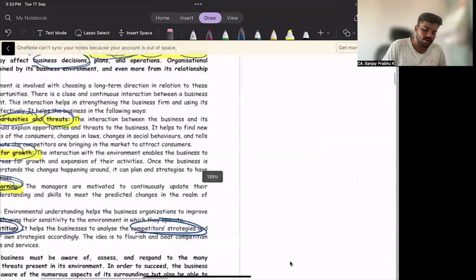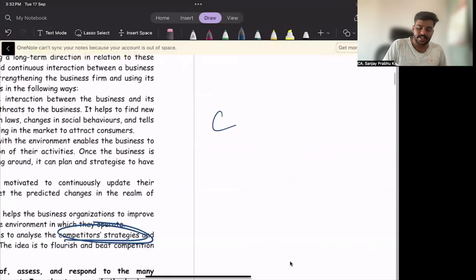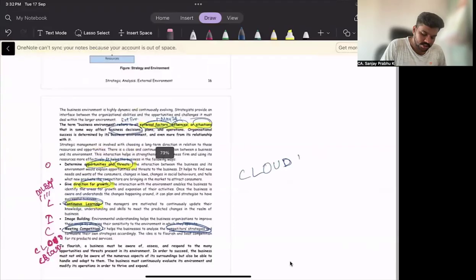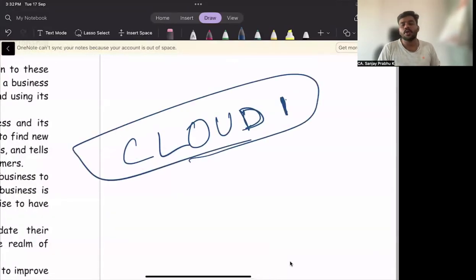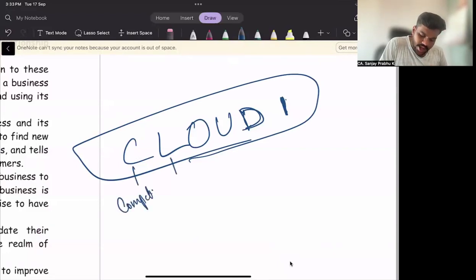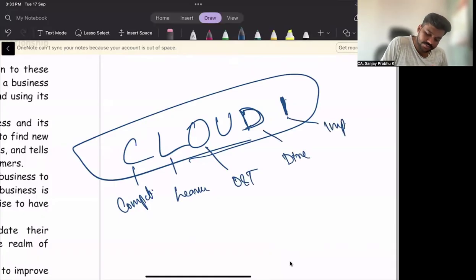So what are the points? First of all, competition. Then L for continuous learning. Then O, opportunities and threat. Then D for decision making. Then I for image building. Image, CLOUD. What is CLOUD? C for competition, L for continuous learning, O for opportunities and threat, U for understanding, D for direction for growth, I for image building.